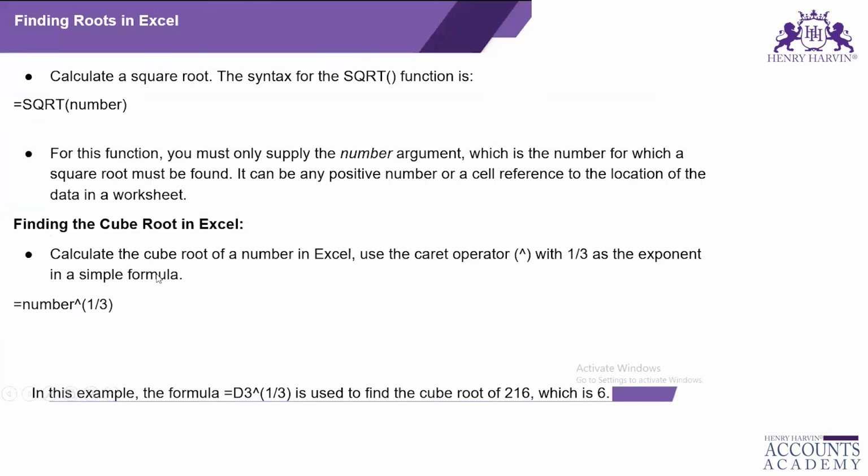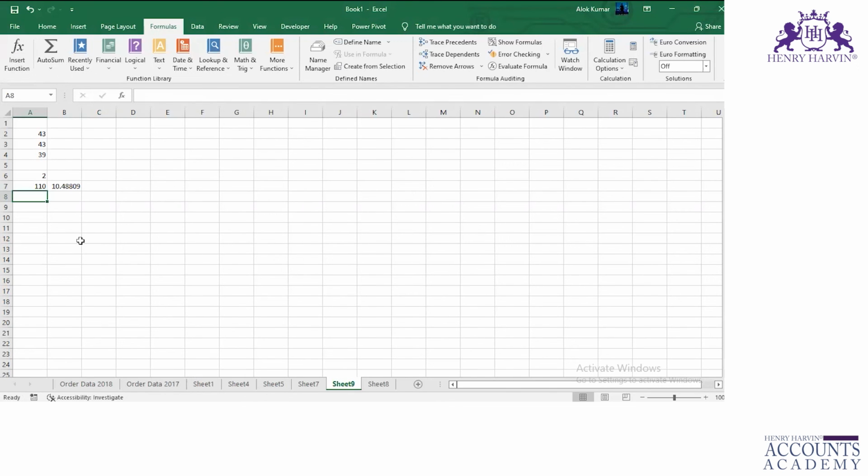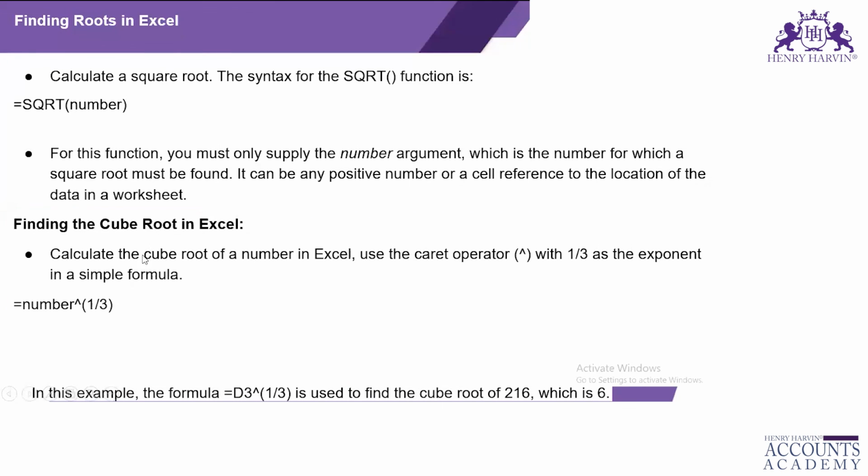Then finding the cube root in Excel. Basically you need to raise the number to the power of 1/3. Whatever the cube root is, let's say 27, we need to figure out the cube root. So equal to this particular number, and then you need to provide that upper caret sign, and in a bracket 1/3. It will provide you the cube root, right? So for cube root, there is not a formula, there is a way you need to write it. This is the way you need to write it.